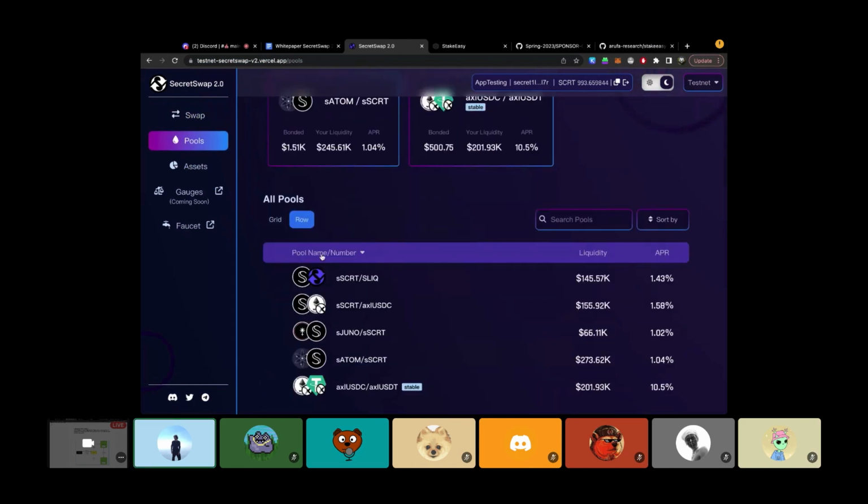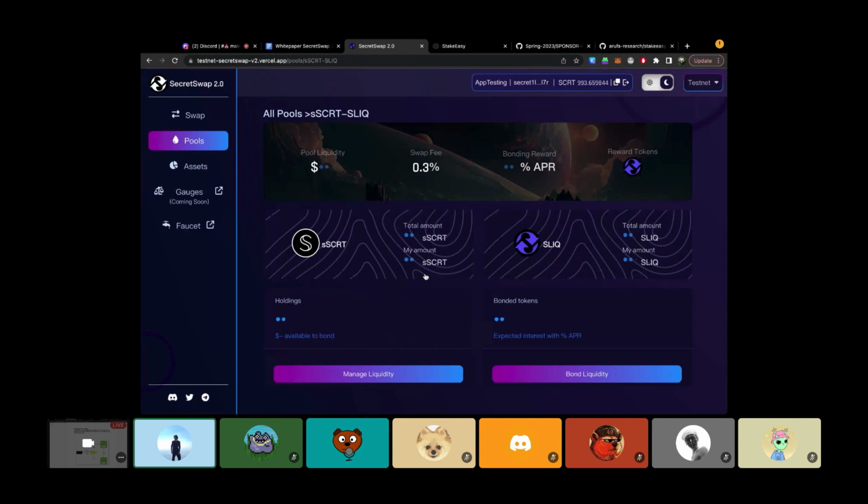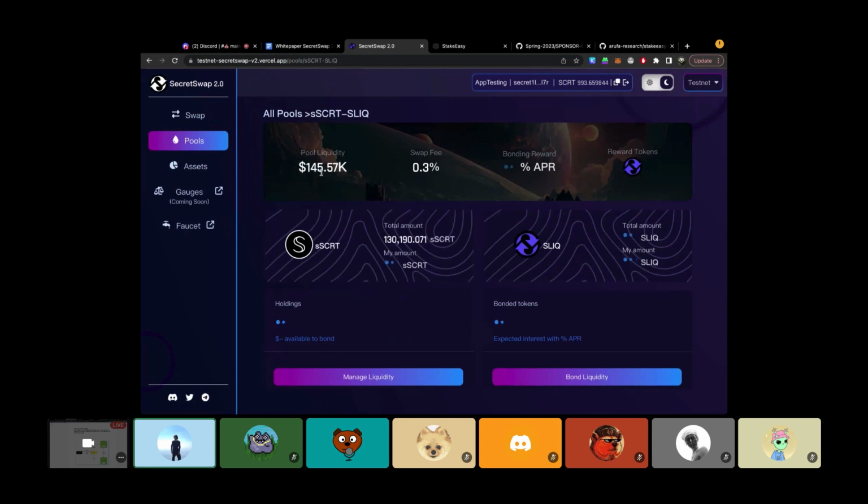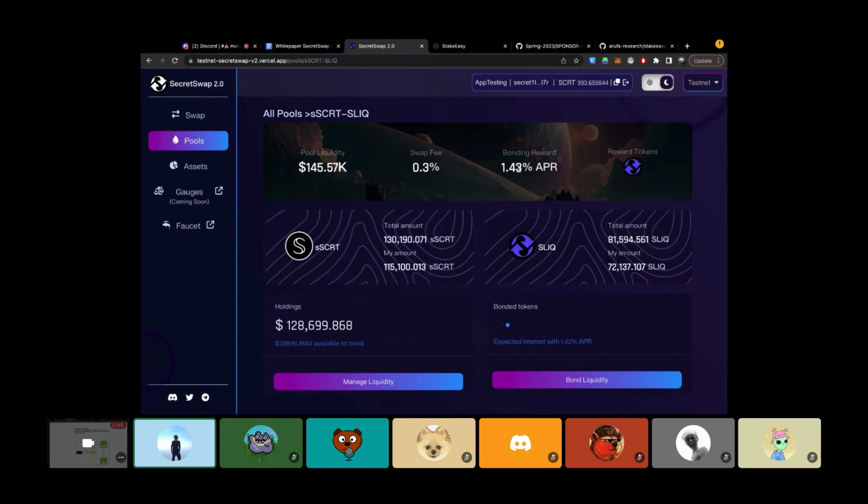After that, here's the liquidity pool. You can see how much liquidity is currently present and what the current total amount is. And there's also a bonding APR. You can see that I've already deposited some amount. I can manage my liquidity.